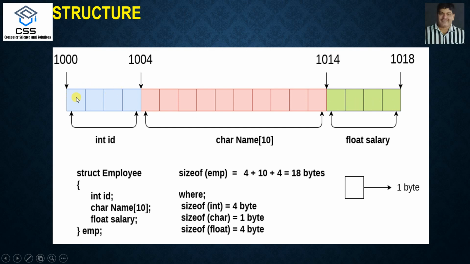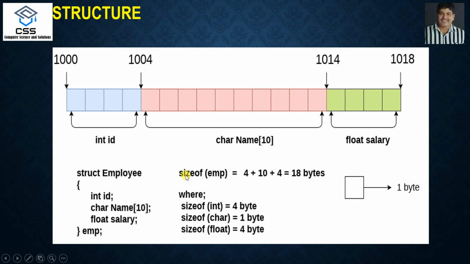Means these elements consume contiguous memory. Suppose the address starts with 1000, 4 bytes means the next location is 1004, from where the character name will be stored. Because name consumes 10 bytes in memory, after 10 bytes, that is, if the integer ended at 1004 and the character ended at 1014, then the float ends 4 bytes next, that is 1018. From this we can conclude that structure elements are stored in consecutive memory.